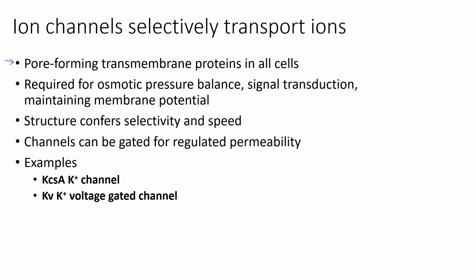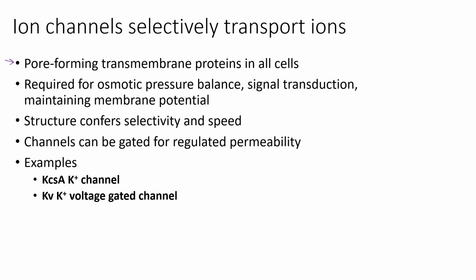And ion channels are very important. They are required for maintaining the osmotic pressure balance inside and outside of the cell. They're important for signal transduction, which we'll talk a little bit about a specific example of that later in these slides, as well as for just maintaining the membrane potential. So we need to maintain a certain electrochemical gradient for a number of different ions and other small molecules in our cells to help keep everything functioning properly. And so we rely a lot on these ion channels to help maintain that homeostasis. And so that's their function.